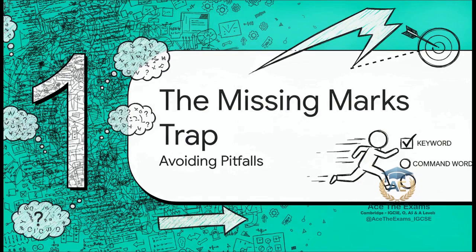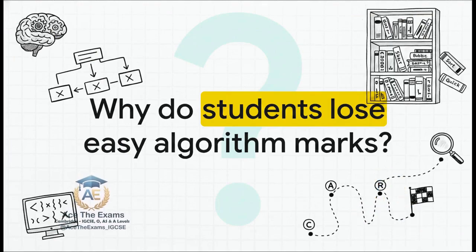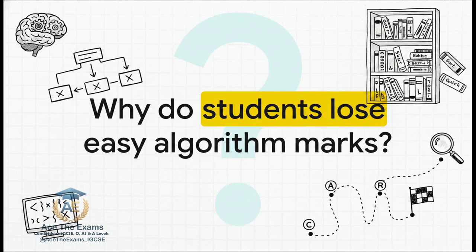Section 1, the missing marks trap. Okay, let's dive into this with a really critical question for you to consider. Seriously, why exactly do students lose easy algorithm marks? We see it year after year, paper after paper. Like we just talked about, you have students like Sam who rush. They spot a familiar keyword, maybe they see the word array, and they just sprint to the finish line, entirely missing the actual specific requirements of the prompt.